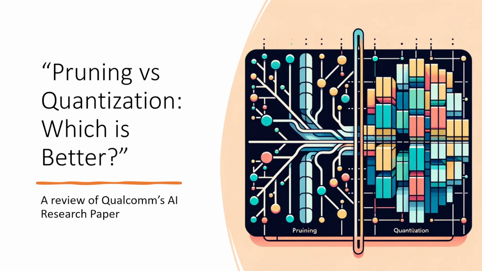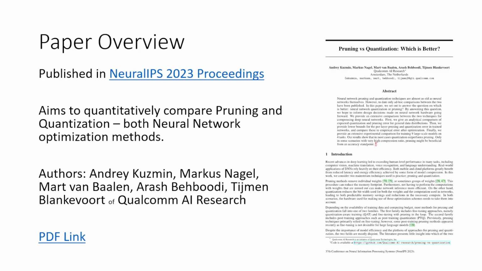Hey everyone, my name is Michael, and the paper I chose to dive into was Pruning versus Quantization, trying to discover which is better. This was a research paper by Qualcomm's AI team, and it was published in the 2023 proceedings, so quite recent for NeurIPS.